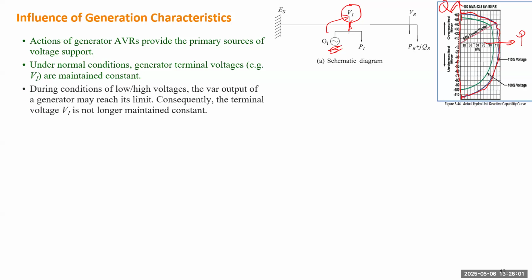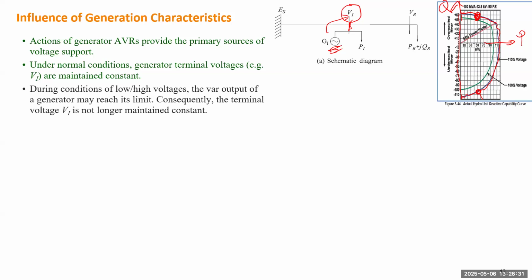So during some conditions, the voltage is either low or high. So the var output of the generator may reach the limit. It can reach the top limit or maybe the bottom limit, depending on whether this generator needs to provide or consume reactive power. Then in such cases, the voltage VI will not be constant anymore. So you cannot treat this VI as the constant voltage source.